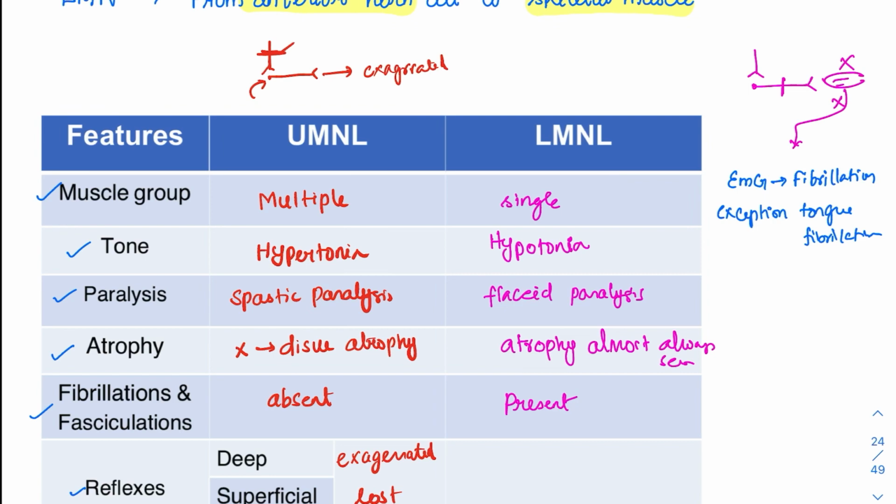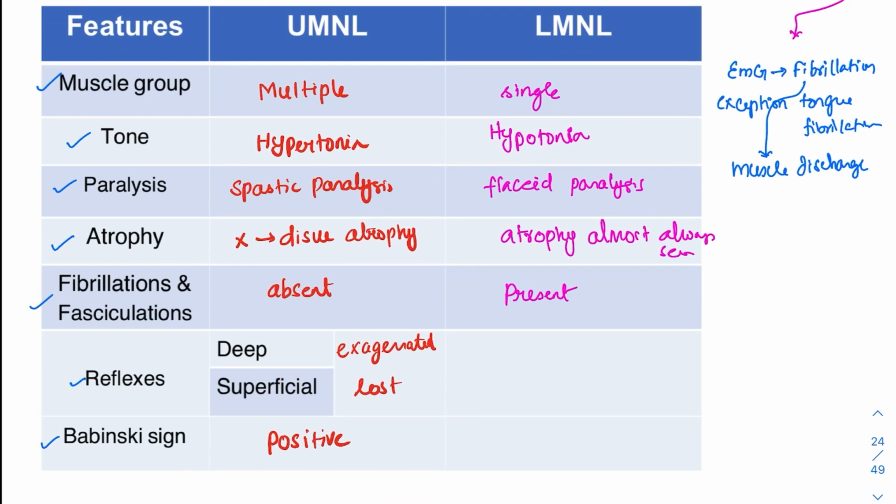So this fibrillation, why does it happen? Whenever the nerve is cut in a lower motor neuron lesion, there is sudden discharge from the muscle. Here the fibrillation is happening due to the muscle discharge itself. Now coming to the sudden discharge, there will be a few twitches in the muscle and some neuronal activity in the muscle which is causing this fibrillation.